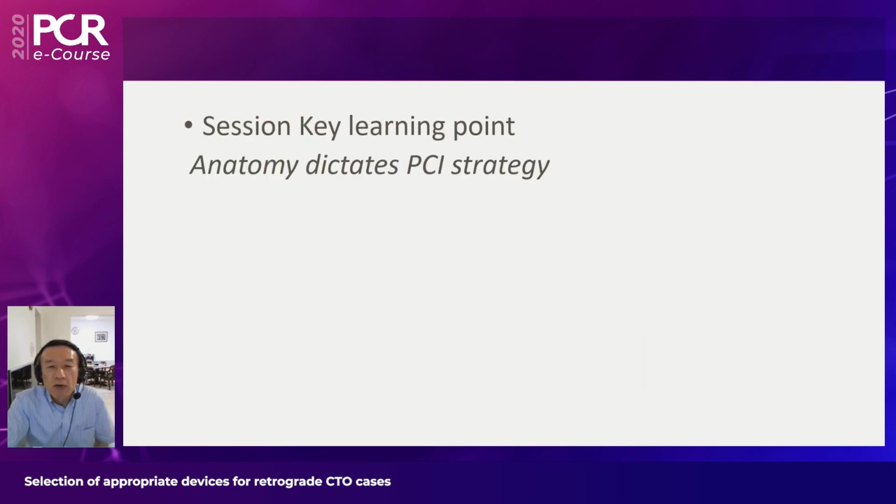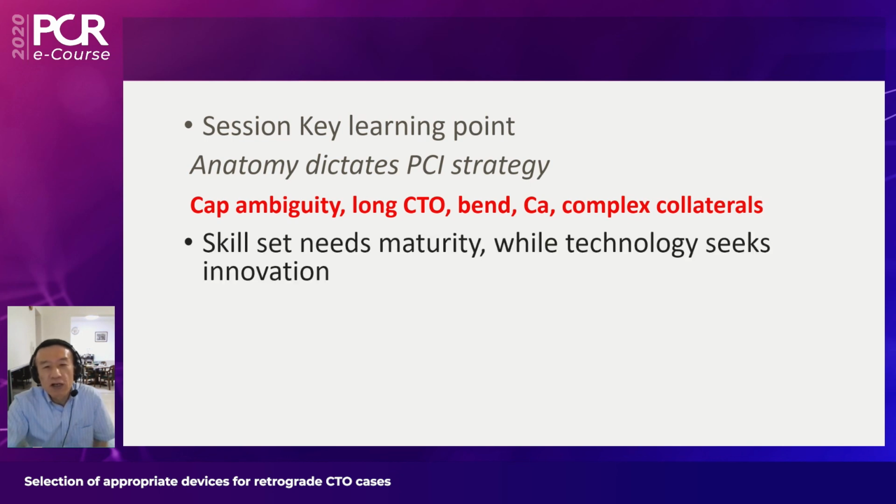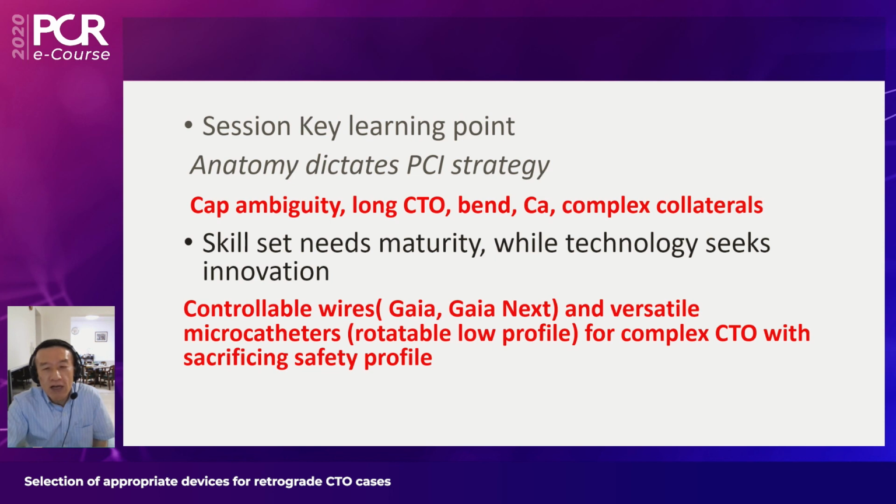So overall, the key point, probably: anatomy dictates the CTO PCI strategy. This goes for all experienced operators as well. The problem remains with regard to the proximal cap and distal cap ambiguity, long CTO, bending, calcification, and complex collaterals, which remain very big issues for all of us operators. But the skill set needs some time to grow and mature, while the technology seeks some kind of innovation to provide us an easier solution. So probably controllable guide wires such as the Gaia Next will be ideal for the short, straighter CTO, but versatile microcatheters, rotatable, low profile, in combination with some game changers such as the SUOH 03 for collateral crossing, are required for the complex CTO without sacrificing the safety profile.